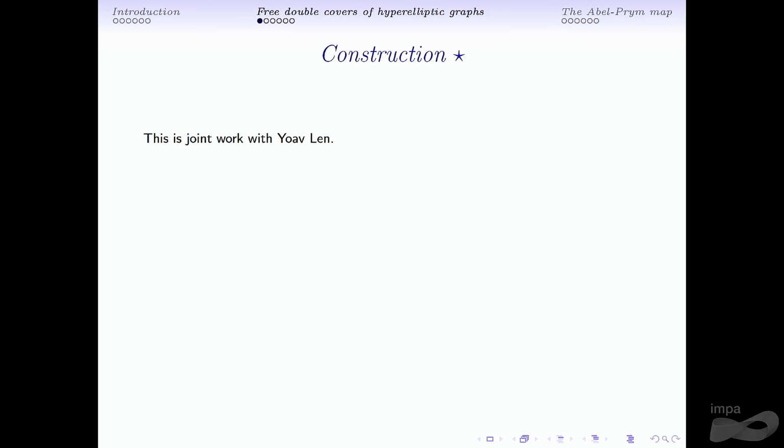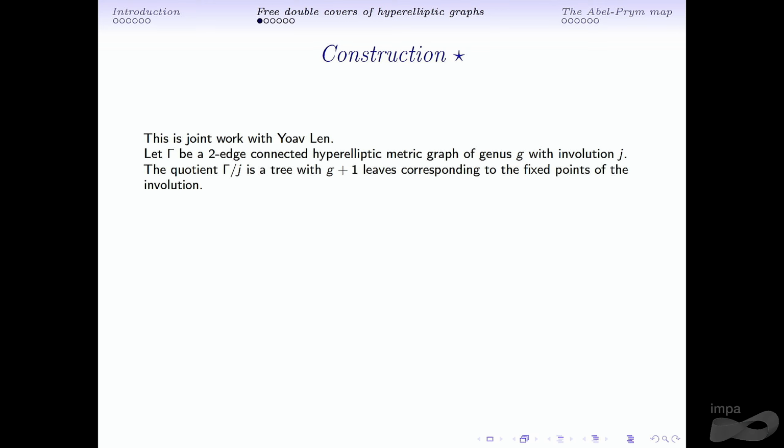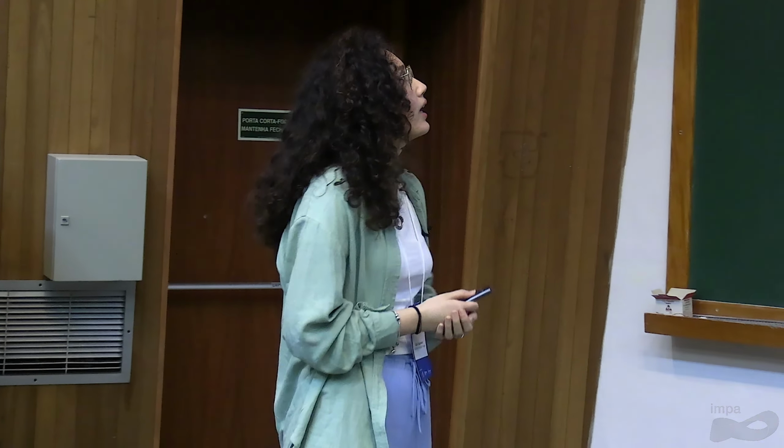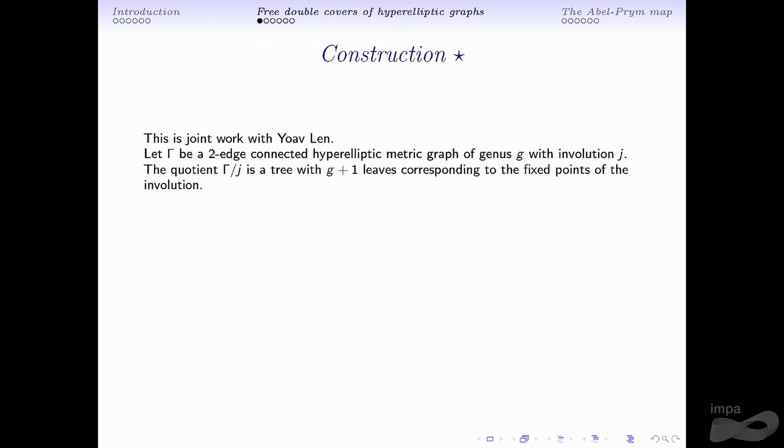And I will now talk about just free double covers, and this is joint work with Yoav. We gave a construction of hyperelliptic graphs that are double covers. Let's take two edge-connected hyperelliptic metric graphs. I told you that now we have a finite number of fixed points. And I told you that the quotient is a tree. And the number of fixed points is exactly the g+1 leaves of the graph.